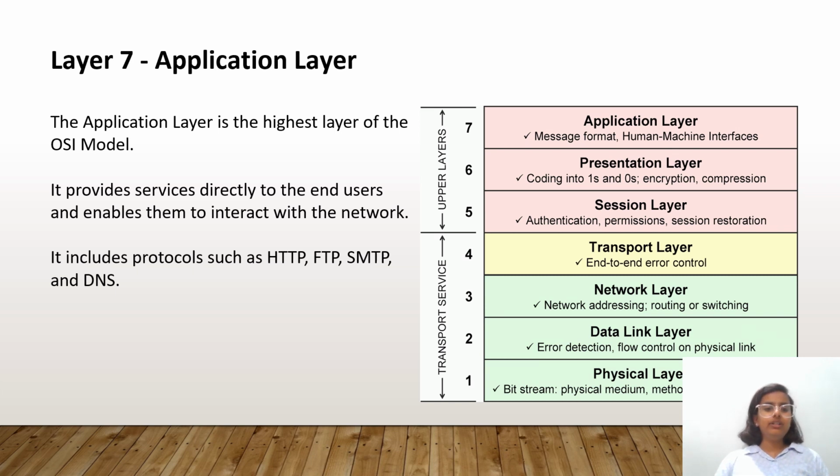Next is application layer. The application layer is the highest layer of the OSI model. It provides services directly to the end users and enables them to interact with the network. It includes protocols such as HTTP, FTP, SMTP, and DNS. In application layer, it is a format like a message, human machine interfaces.